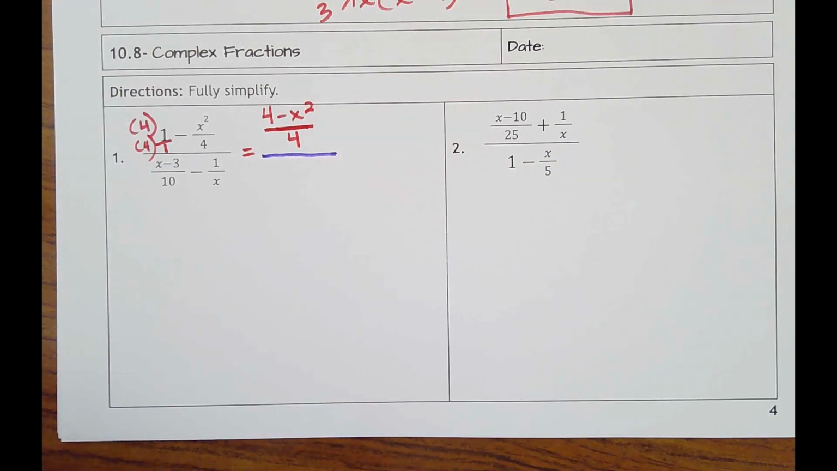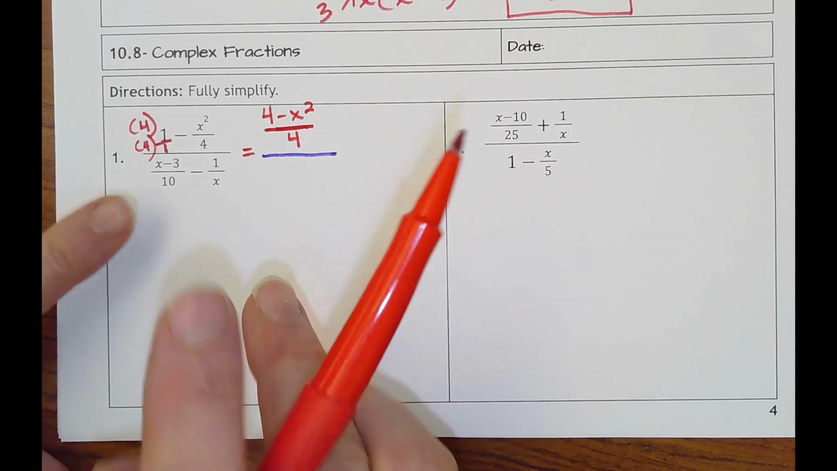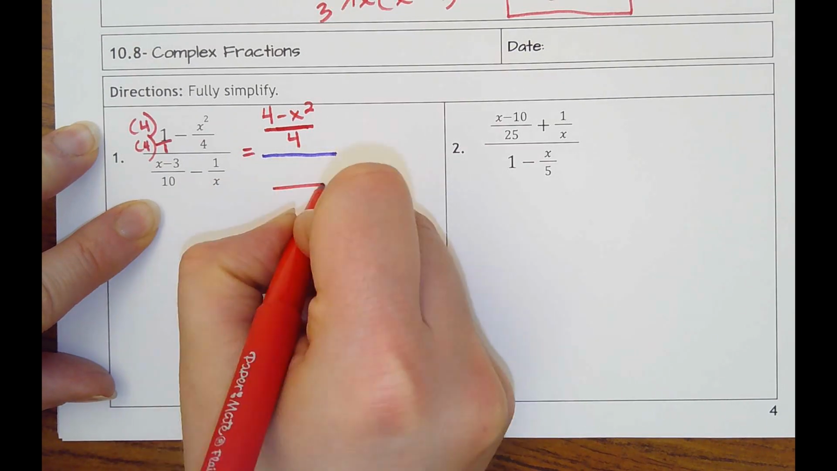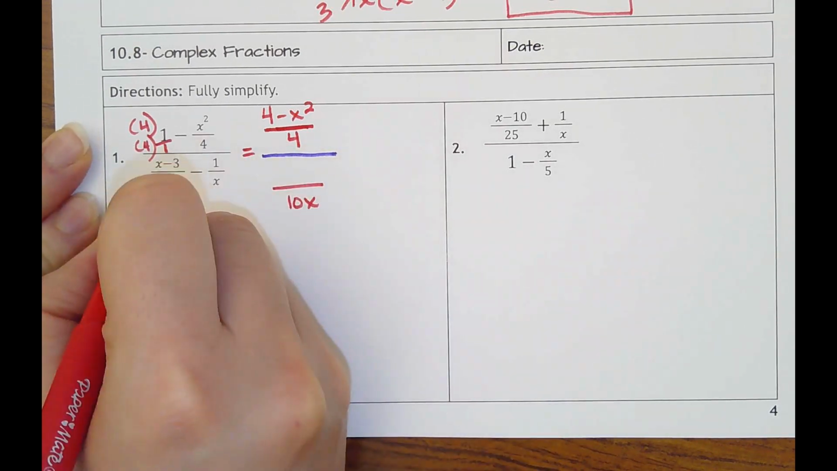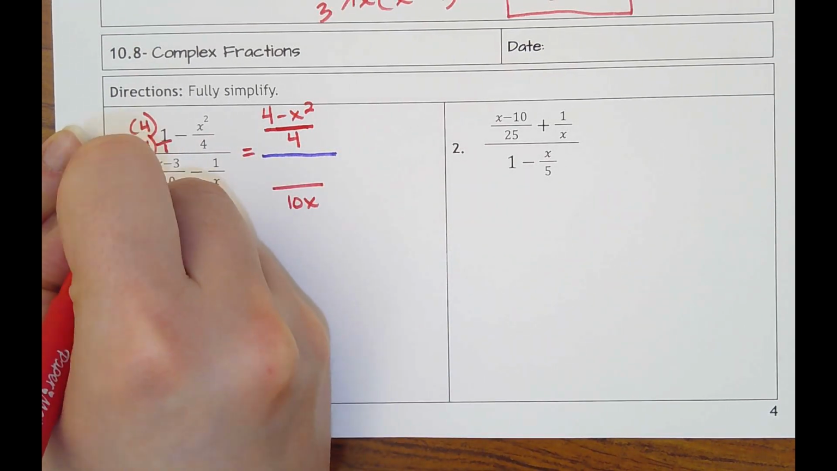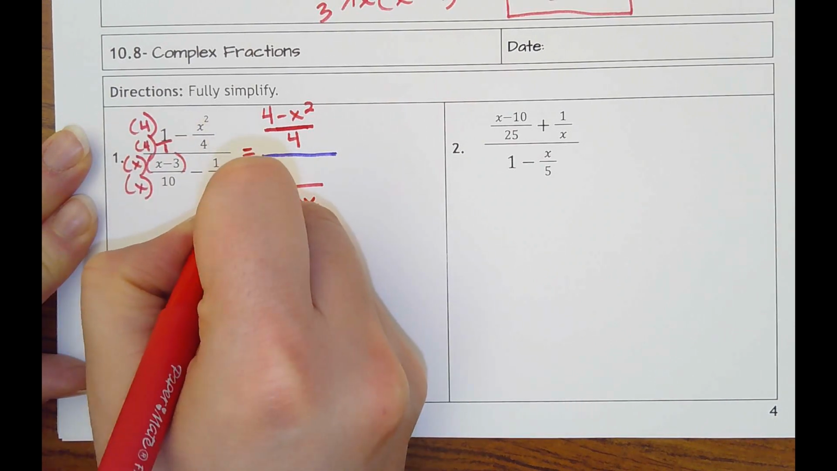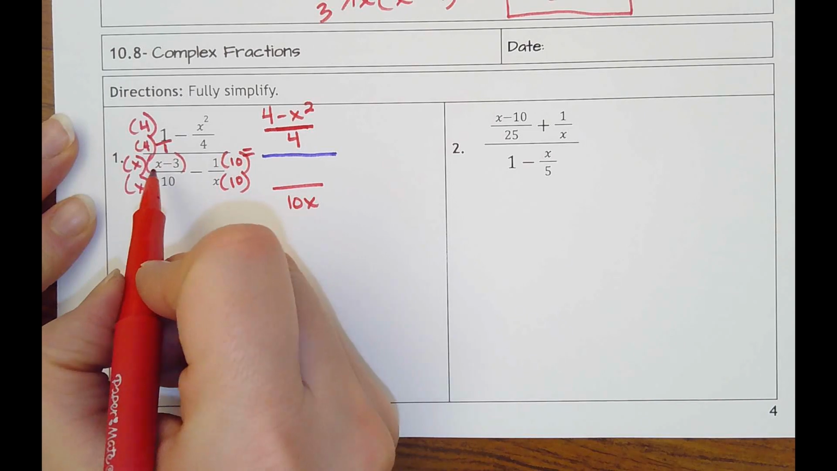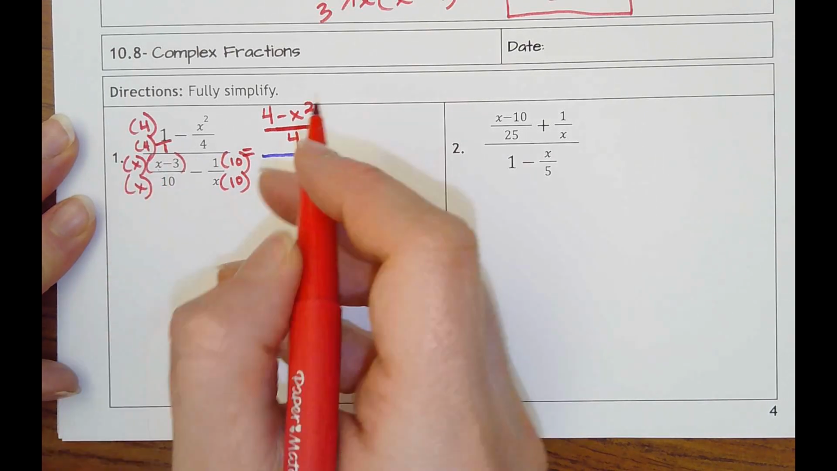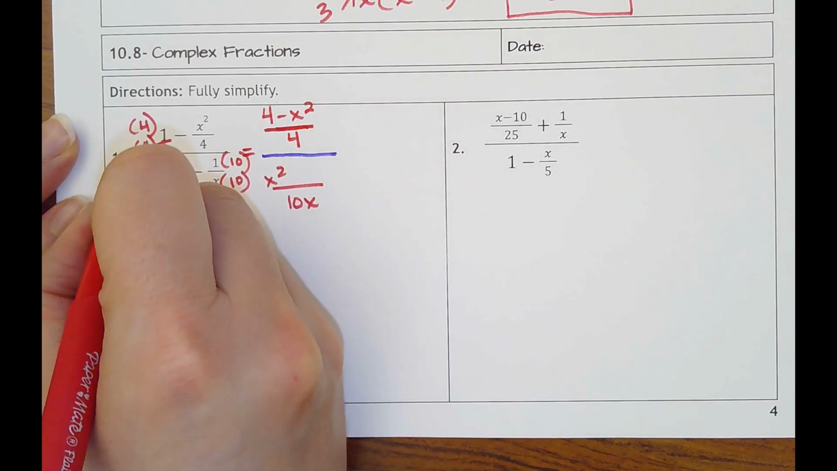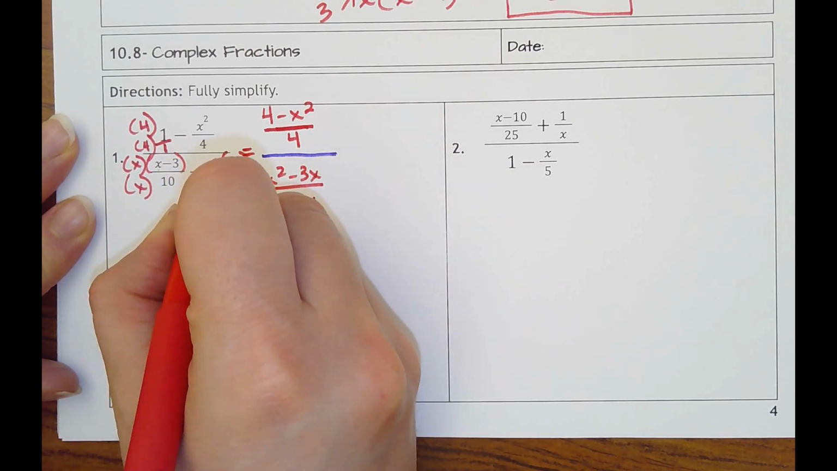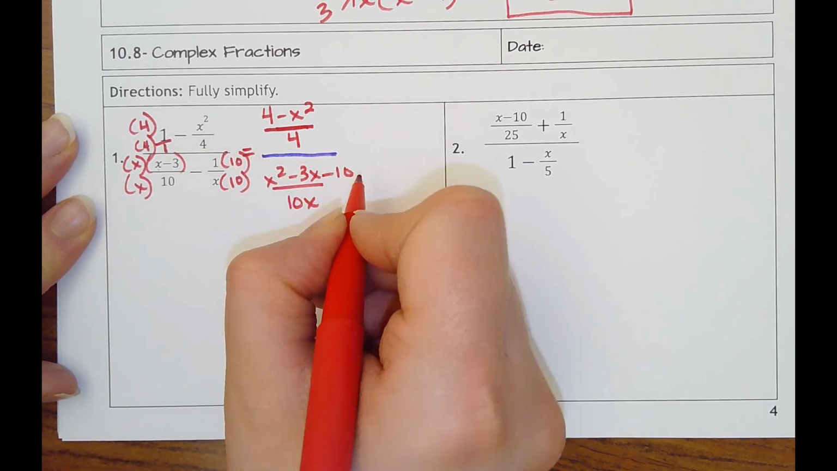My big division bar, and so now I've got these two fractions that need to be put together. So I'm going to make a common denominator of 10x. This needs a times x. This needs a times 10. Okay, so right here I'm going to have to distribute this. This will be x times x is x squared, minus 3x, minus 1 times 10 is negative 10.